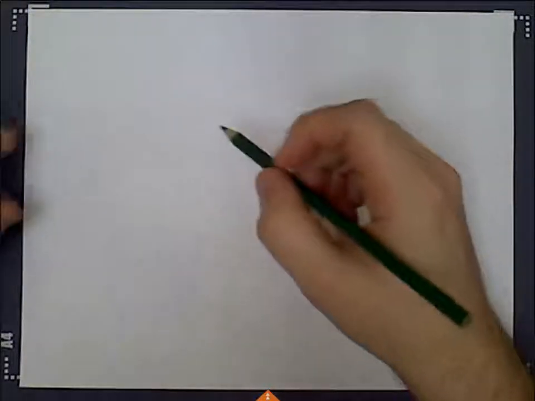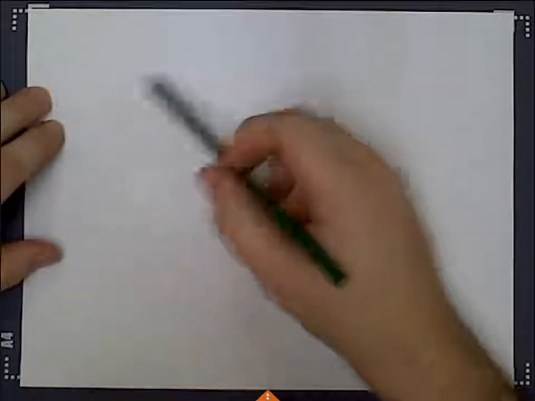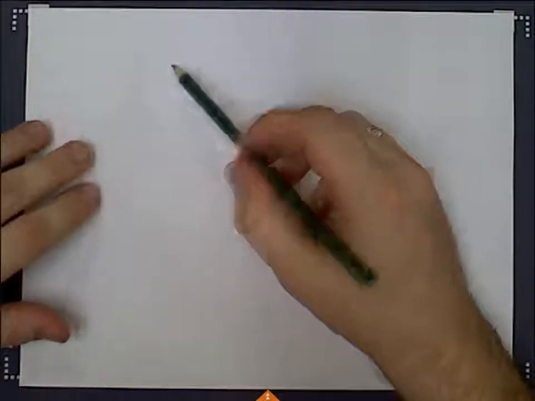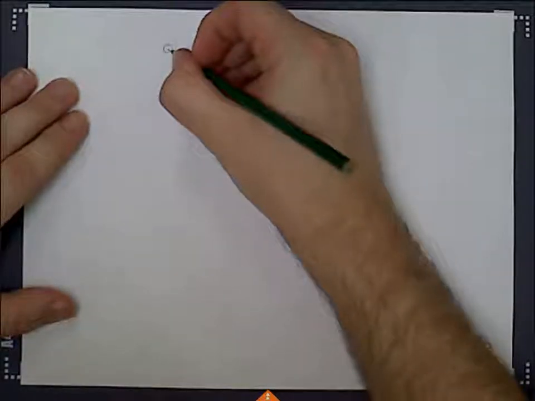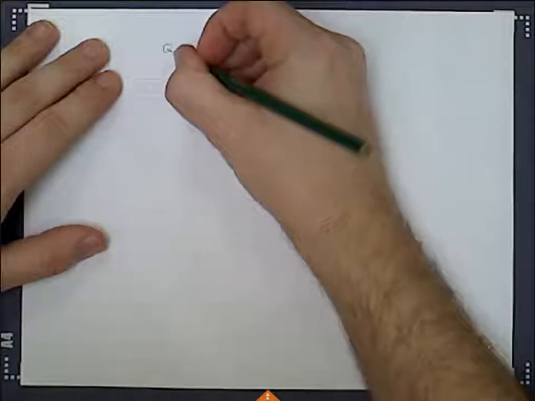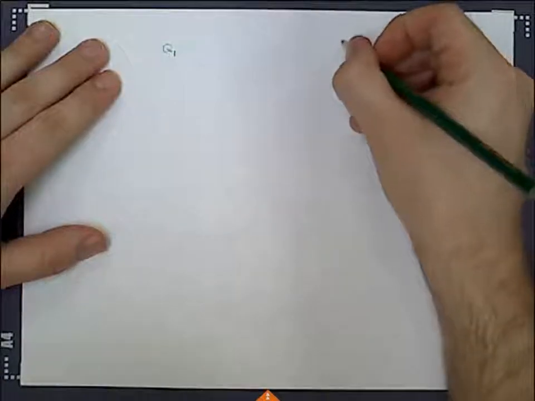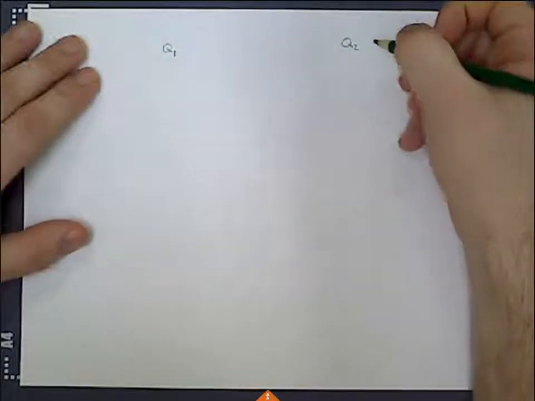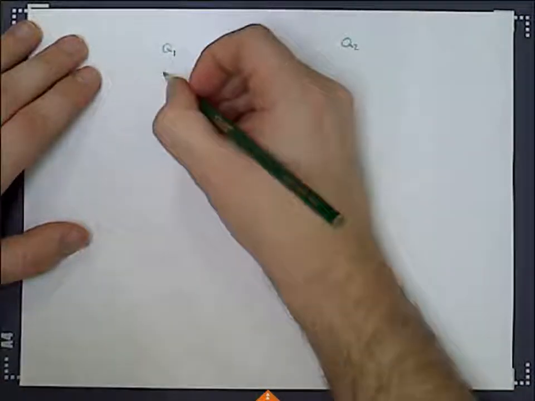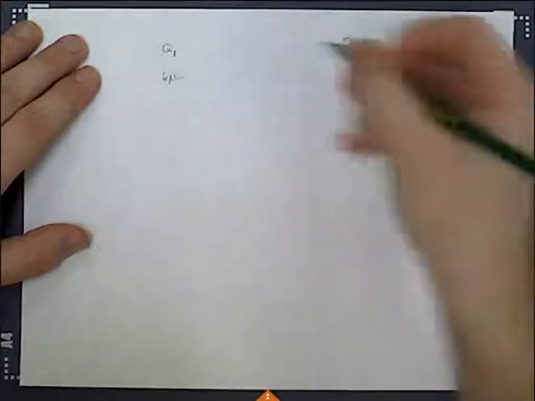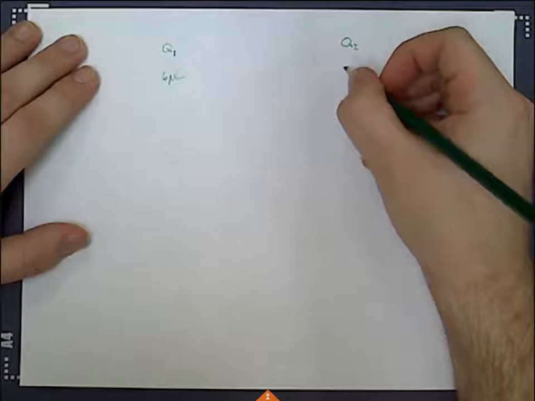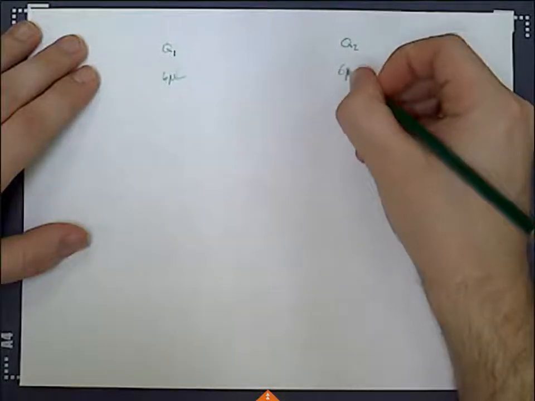Okay guys, in this video we're going to look at finding the midpoint between two charges that has effectively a field of zero. So we're going to start out with a charge here of Q1, and then we've got another charge over here of Q2. I'm going to say that Q1 is 4 microcoulombs, and we're going to call Q2 6 microcoulombs.